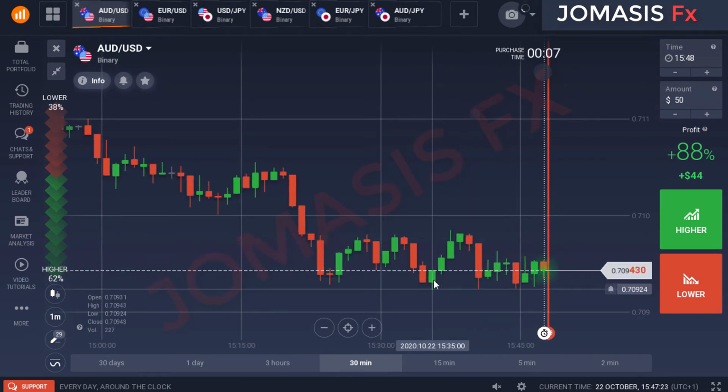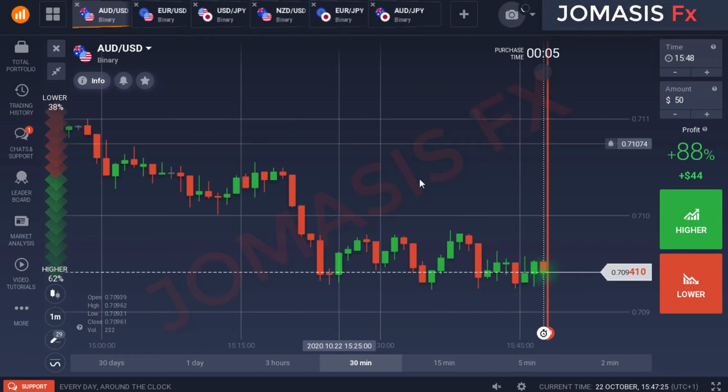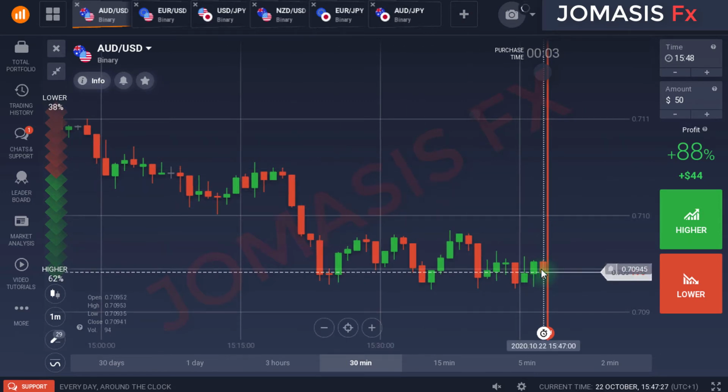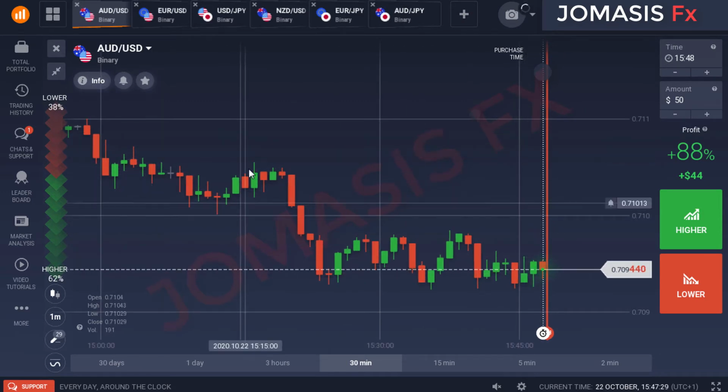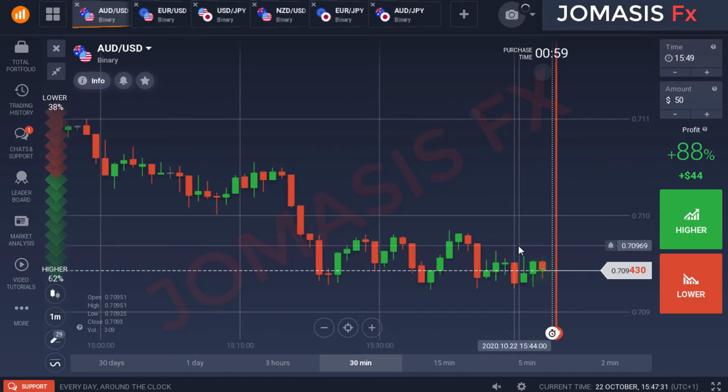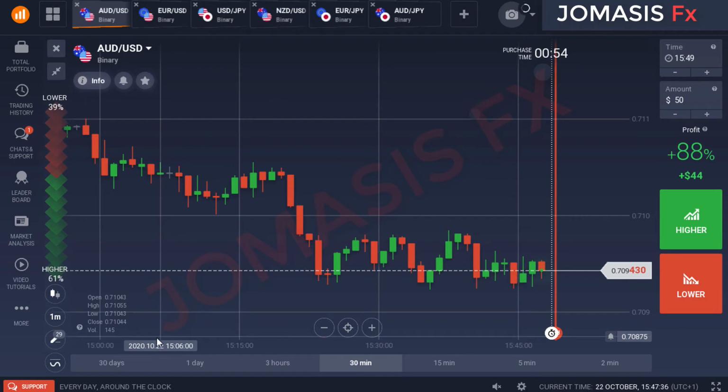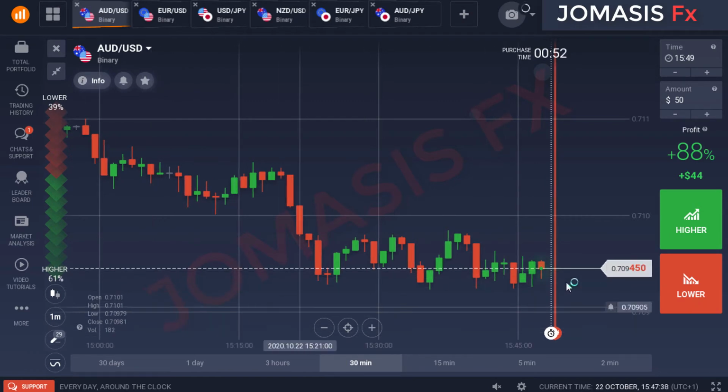But look at this type of candles. Assuming we are having many candles like that, it's a good market. But here with this candle formation, I don't think any professional trader should trade. You understand? Not to talk of beginners.